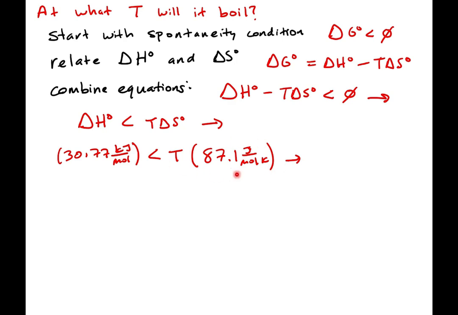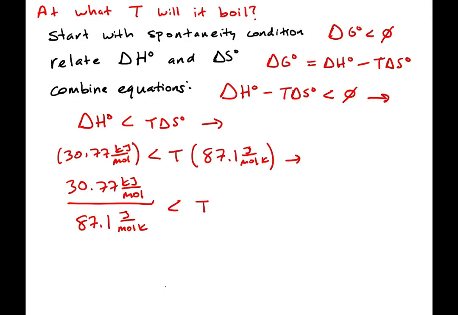Now, because this problem has a positive value of delta S, we do not need to flip the inequality. All we're doing is simply dividing by 87.1. So we get 30.77 kilojoules per mole over 87.1 joules per mole per Kelvin is less than T. And you have to make the units compatible. So we've got to either convert kilojoules to joules or joules to kilojoules. Doesn't matter what you do, the units are going to cancel out either way. I'm just going to convert the joules into kilojoules.